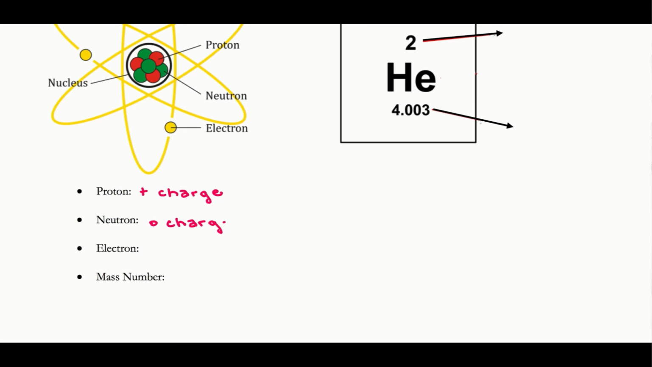Now, the important thing to note about protons and neutrons is that both of these subatomic particles contribute to the mass of the atom. So when we're talking about the mass of an atom, that mass is a result of the number of protons and neutrons.